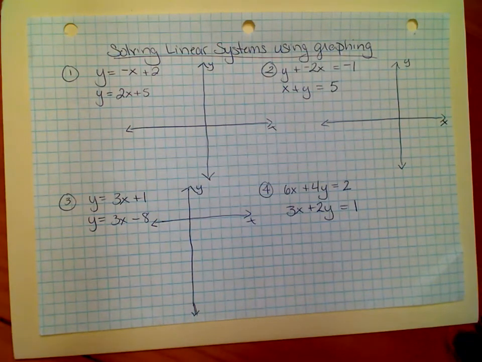Remember, linear means lines, so linear systems means you're going to have two lines. Sometimes it's two or more, but right now we're just going to have two lines that we are solving for. What that means is that we're trying to find the point where these two lines intersect.